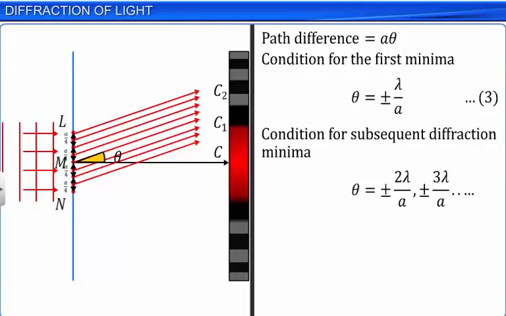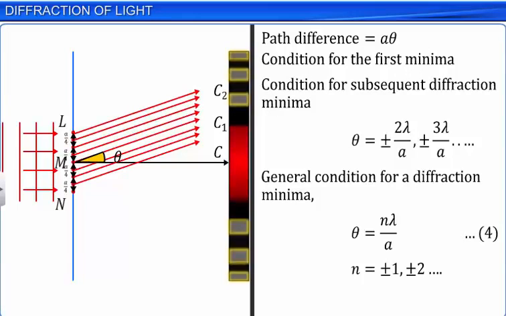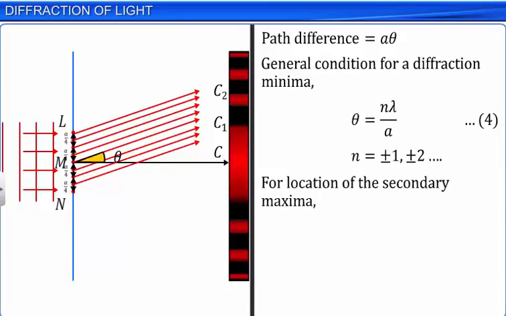So, the general condition for a diffraction minima can be written as theta equal to n lambda by a, where n is an integer. Let this be equation 4. In between two successive minima, we will have secondary maxima. We can find the location of the secondary maxima for values of theta approximately equal to (n plus half) into lambda by a. Let this be equation 5.